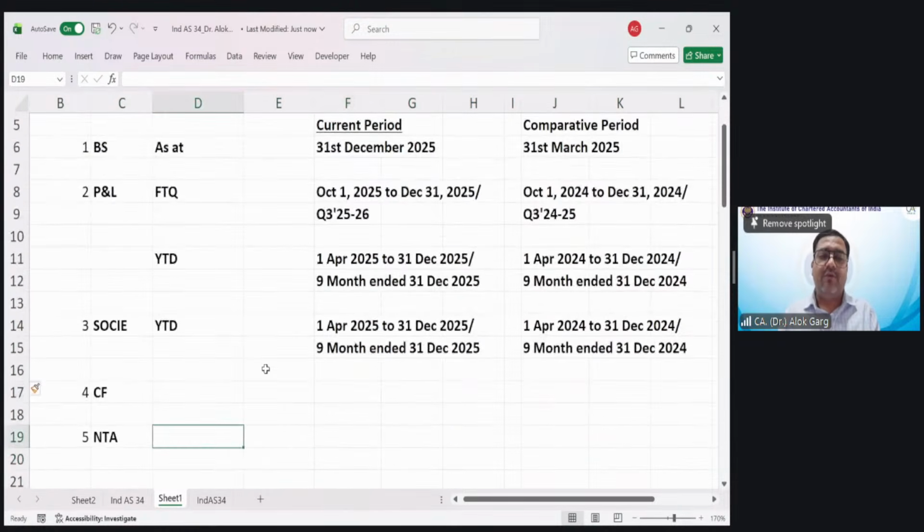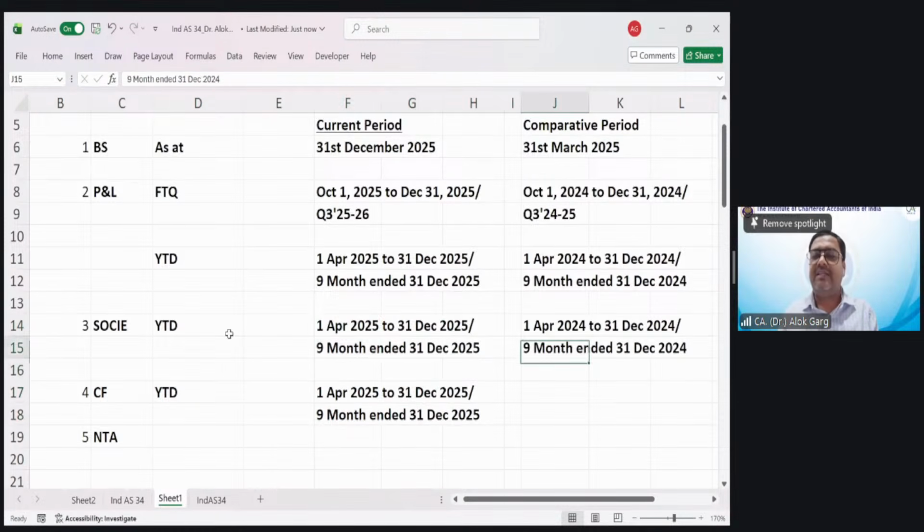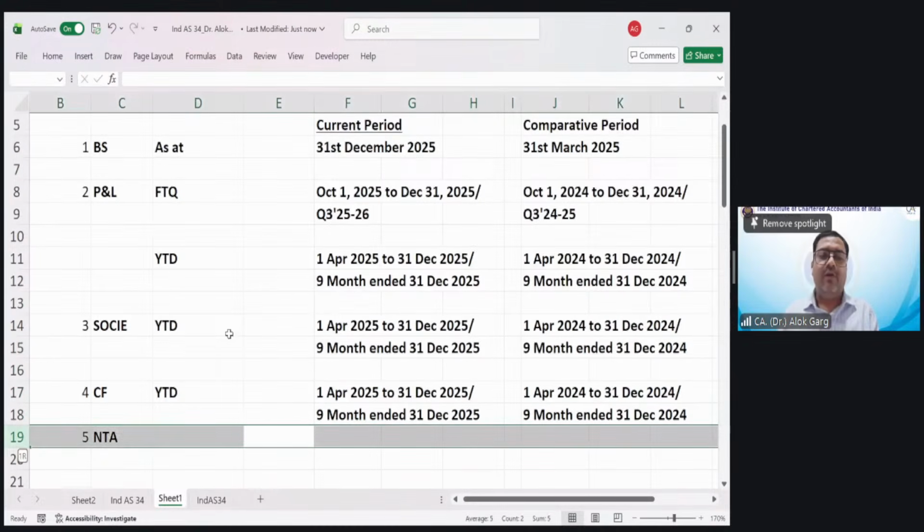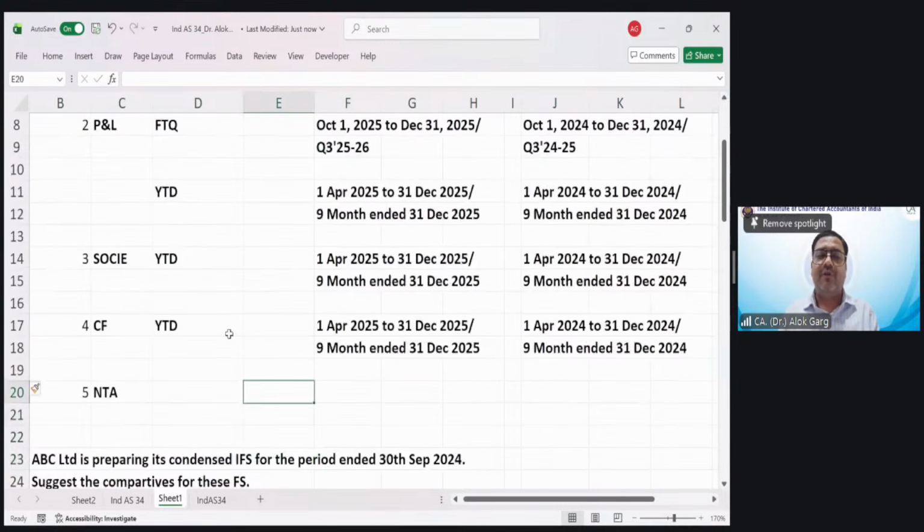What about my cash flow? It will also be YTD, year to date. Quarterly cash flow is not required as per SEBI LODR regulation. Right? What about notes to accounts? Notes to accounts are as per the period mentioned above.